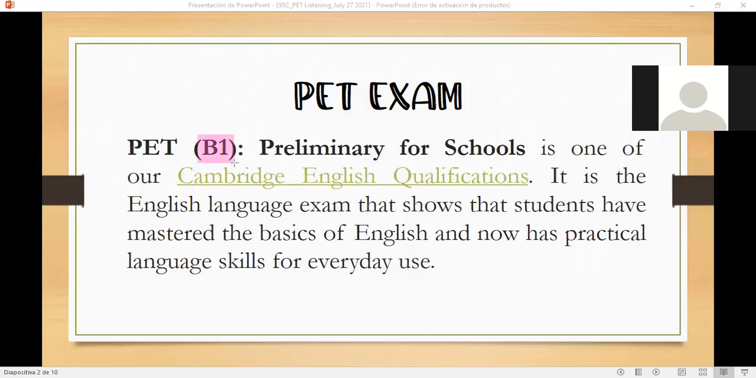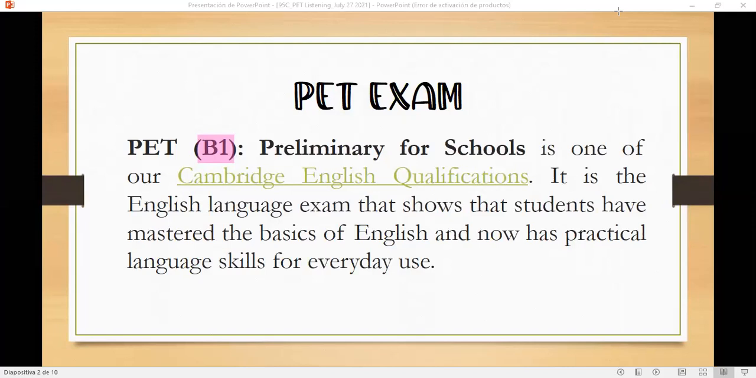Okay, so this test, known as the Preliminary test, is for people who have achieved an upper intermediate level, which is B1. So in this English exam, we just try to show that the students have mastered the basics of English.